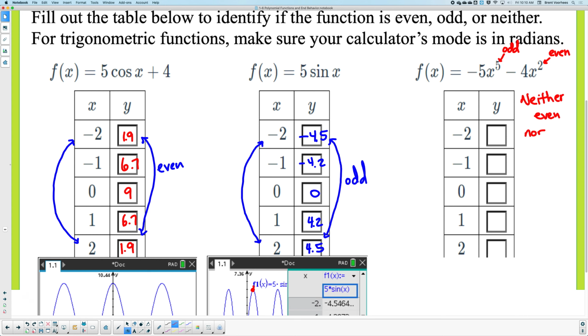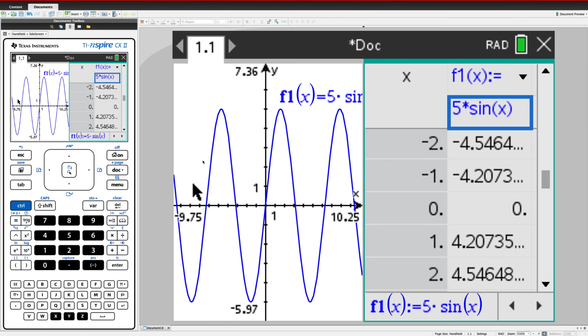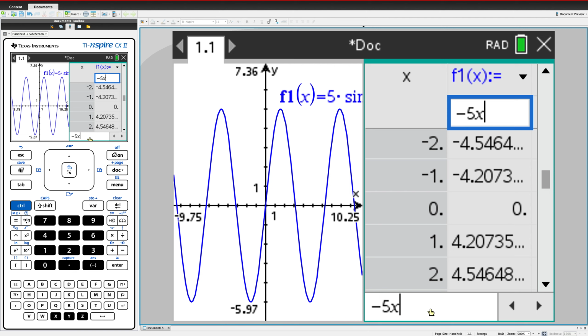So when we graph it this time, our numbers should not match up. So go ahead and graph that in. Let's see what we get. Negative 5x to the what power? Fifth. Negative 5x to the fifth, followed by negative 4x squared. All right, press enter.